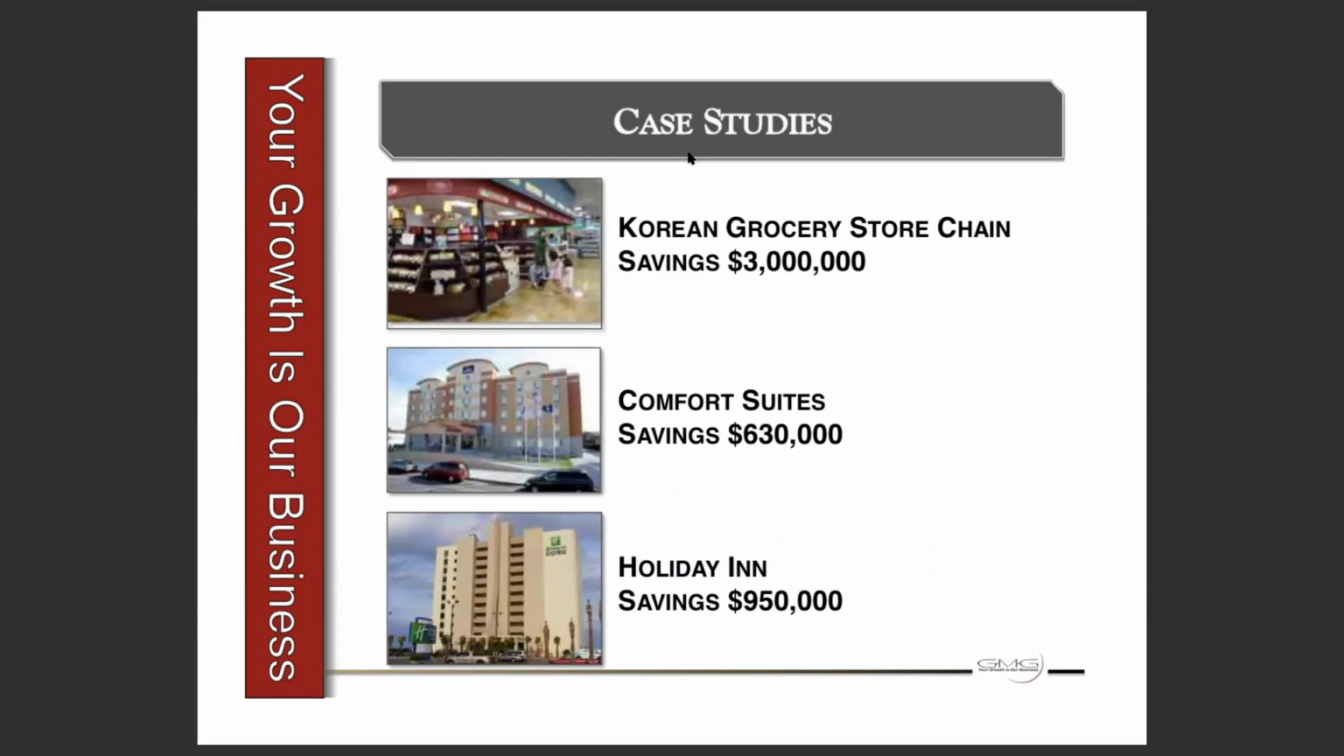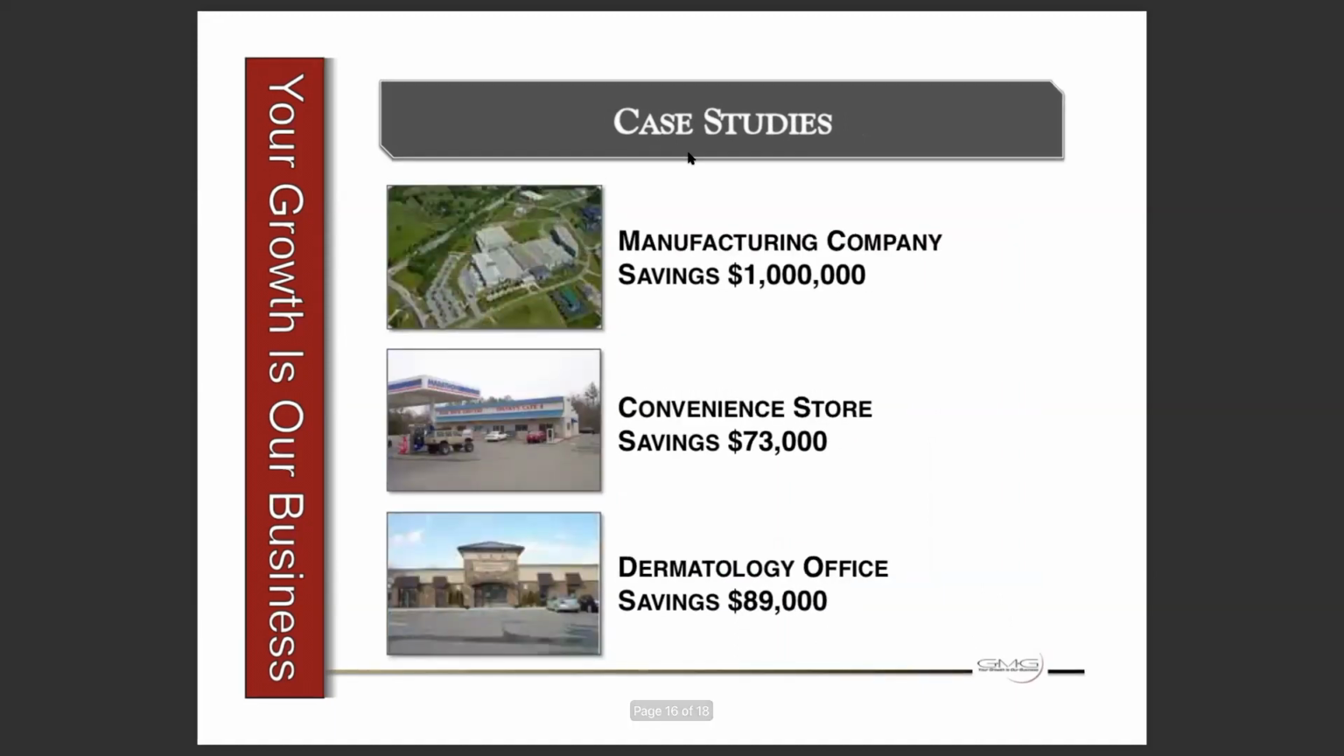Just to give some examples of some of the savings that we have done, and these are some older case studies, like I said, thousands: 3 million in a grocery store, 630,000 in a Comfort Suites, 950,000 in a Holiday Inn. And even my favorite, we did a gas station convenience store and they ended up with about $73,000.